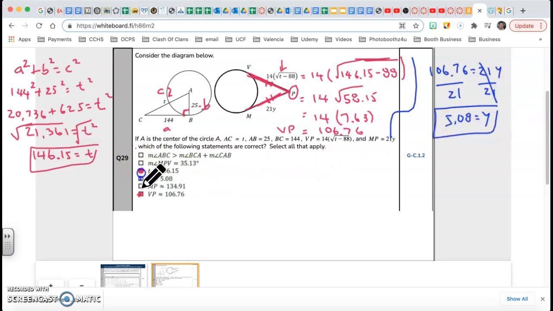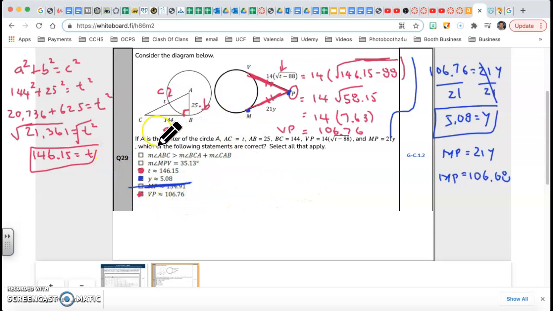Let me see another value. Now let's find out MP. From M to P is 21y. Therefore, I have to multiply 5.08 times 21, and MP is going to give me 106.68. Oh, but they give me 134. That's wrong. Okay. What else? I think everything else is wrong.